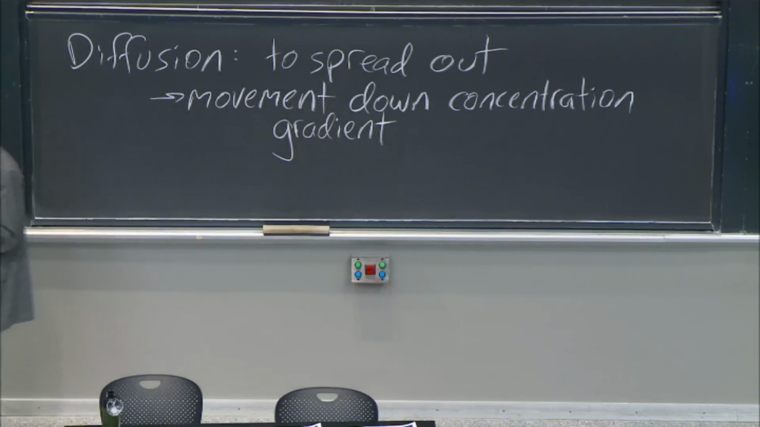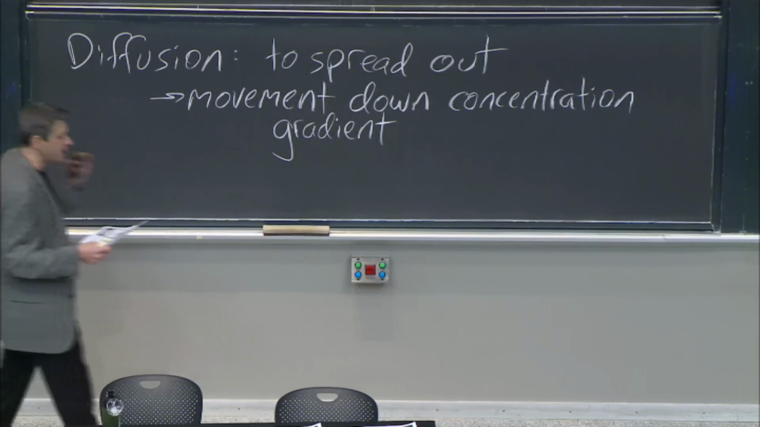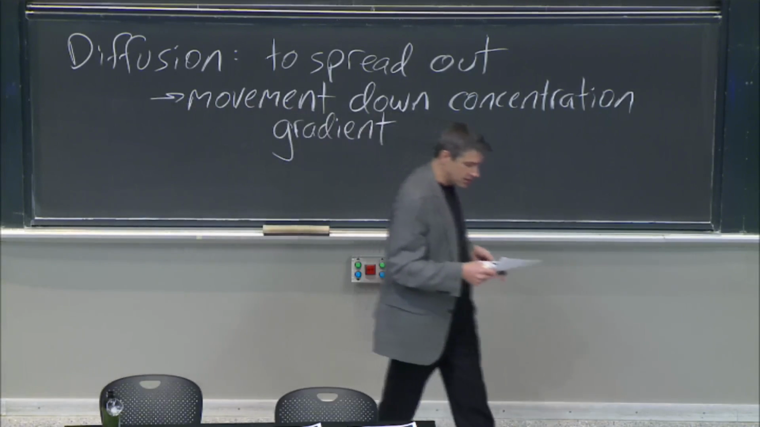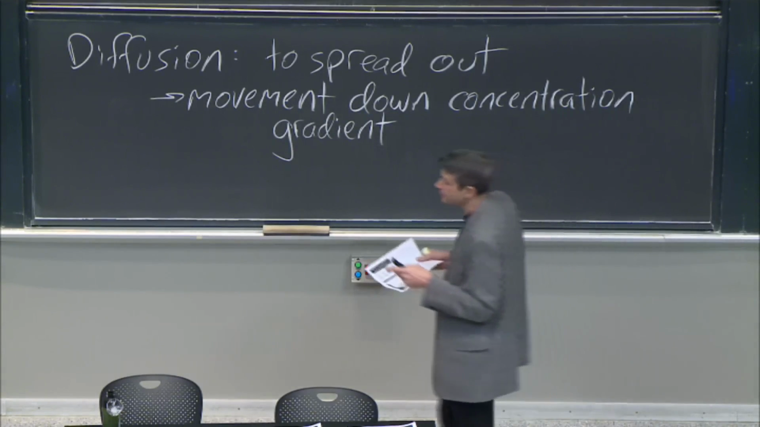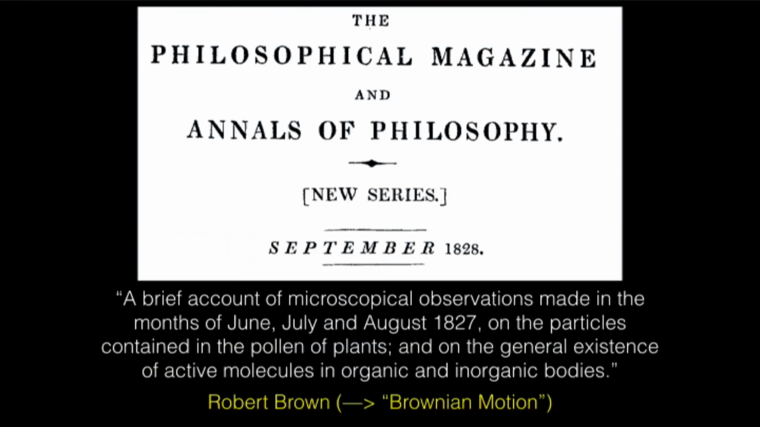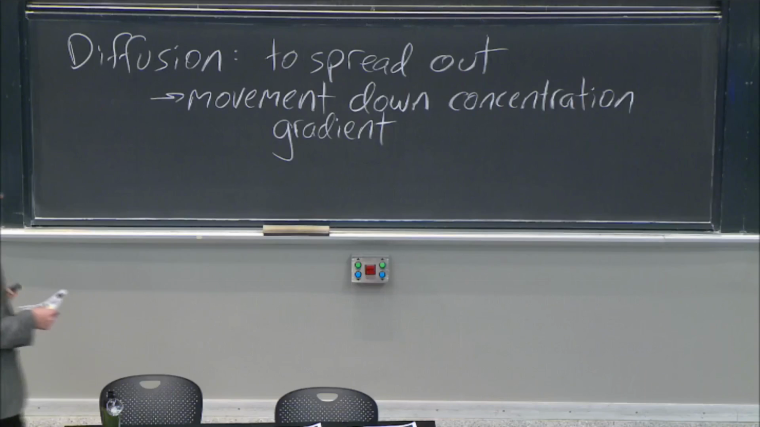How do we describe this movement? It goes back to experiments that Robert Brown did. And this is the original paper that he wrote way back in the early 1800s. I love the title of this paper: A brief account of microscopical observations made specifically in the months of June, July, and August 1827 on the particles contained in the pollen of plants and on the general existence of active molecules in organic and inorganic bodies. What a nice detailed title.